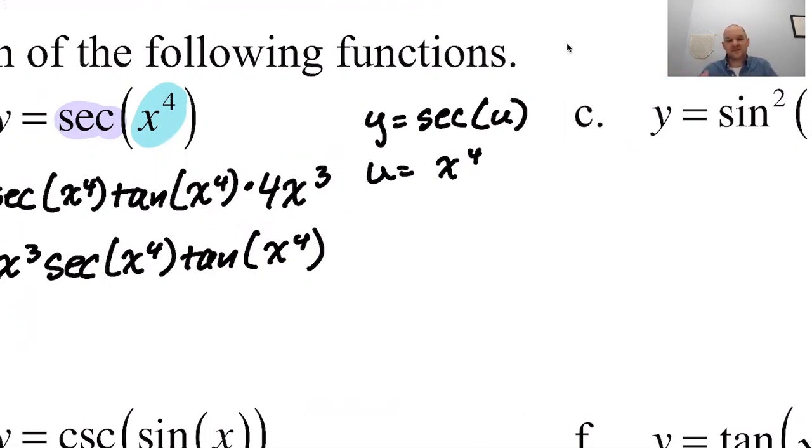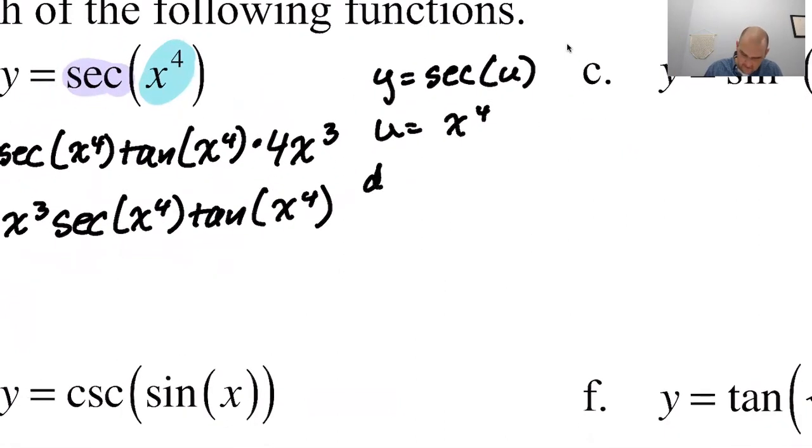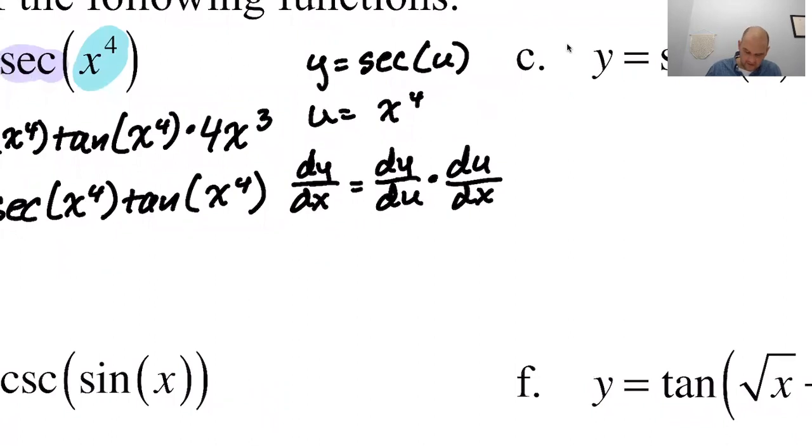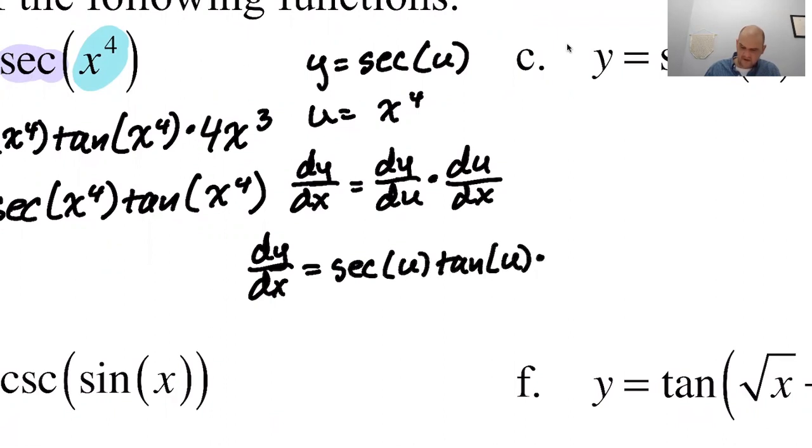Like you need to be able to do the composition and get back to the original, otherwise this isn't working. So dy dx is going to be dy du, the derivative of y with respect to u, times du dx. And now it's just fill in the blanks, right? So I have to find the derivative. So dy dx, the derivative of secant of something is secant of that thing, tan of that thing, and then times du dx is 4x cubed. So let's go through and highlight, right?